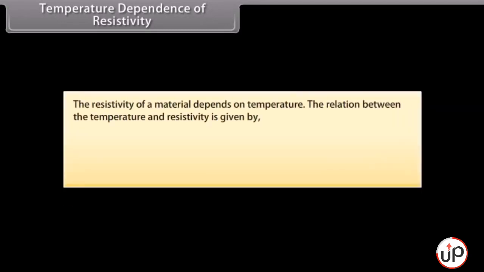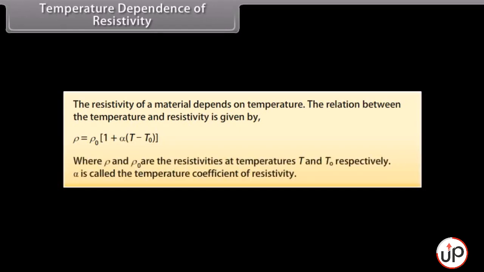Temperature dependence of resistivity. The resistivity of a material depends on temperature. The relation between the temperature and resistivity is given by rho = rho naught [1 + alpha (T - T naught)], where rho and rho naught are the resistivity at temperatures T and T naught respectively. Alpha is called the temperature coefficient of resistivity.